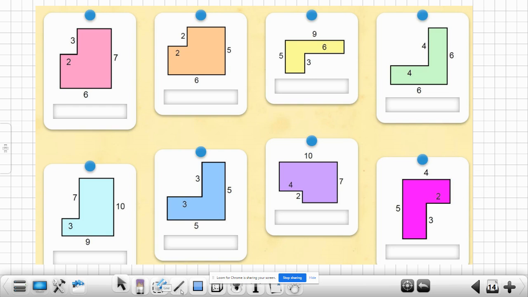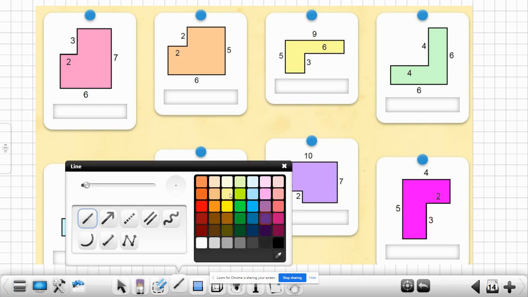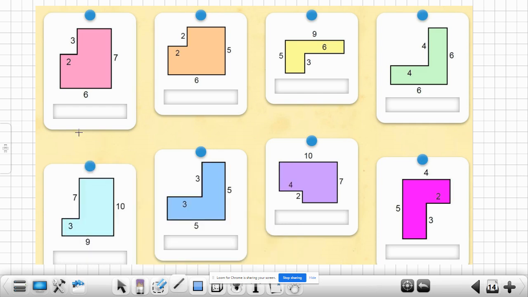Well, it's actually much easier than you think. I'm going to change to a standout colour. And then if we look at the shape and take the two longest sides, so this side and this side, and we see that that's 6 and 7, we can just add those up, multiply by 2, and that will be the perimeter of this shape.